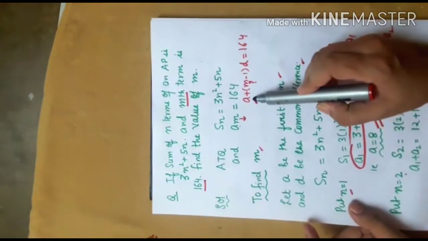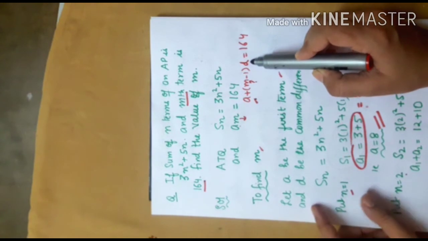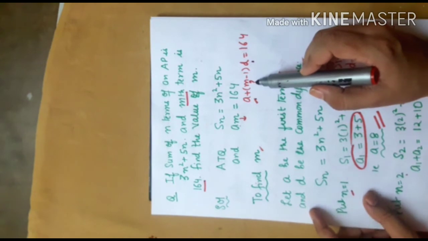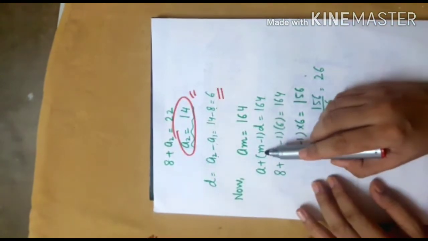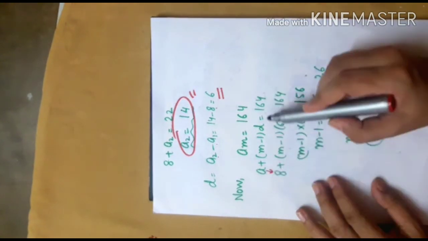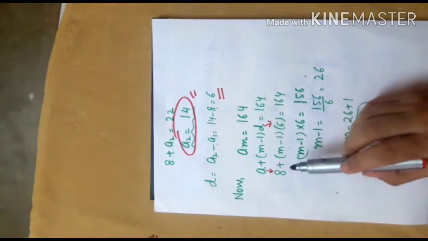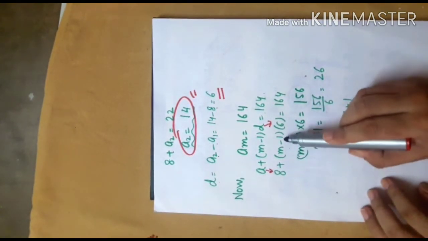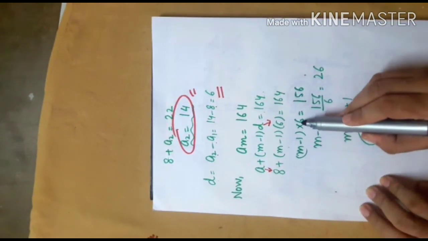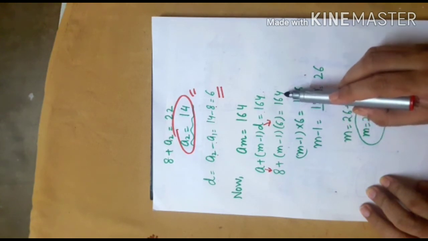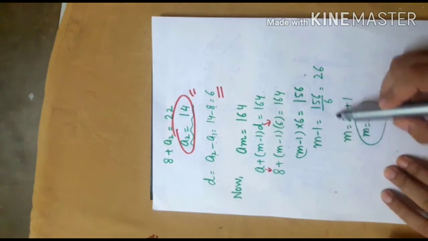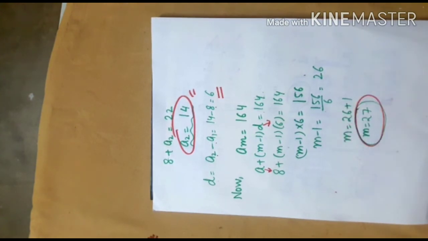So a is 8, d is 6. So now using this equation, can you find the value of m? Yes, you can. a plus (m minus 1)d is equal to 164. Value of a is 8 and value of d is 6. So I'll get 8 plus (m minus 1) into 6 equals 164. That is (m minus 1) into 6 will be equal to 164 minus 8, that is 156. So from here m will be equal to 27.